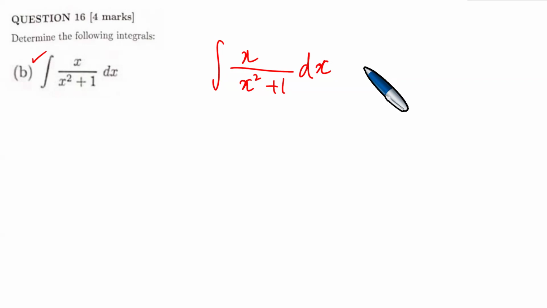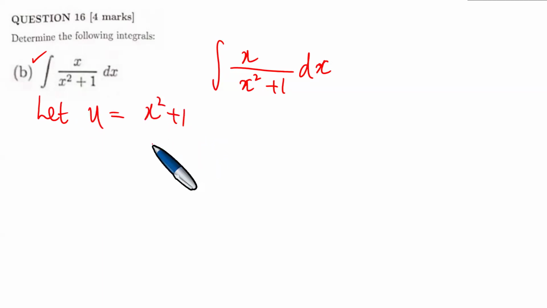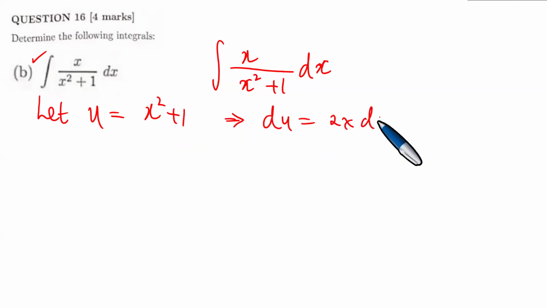I got 1 over 2 tan x. Okay, that's fine. We are practicing and take a look at how we do some of the questions. We're going to spend a lot more time on some of these things. We let u be x squared plus 1. Simultaneously, du becomes 2x dx.